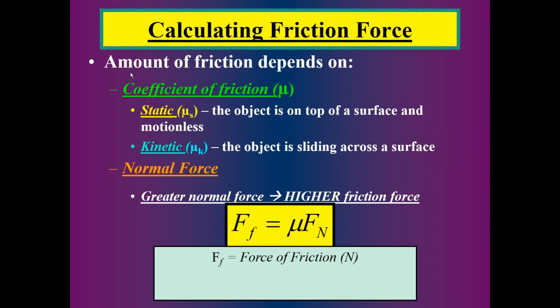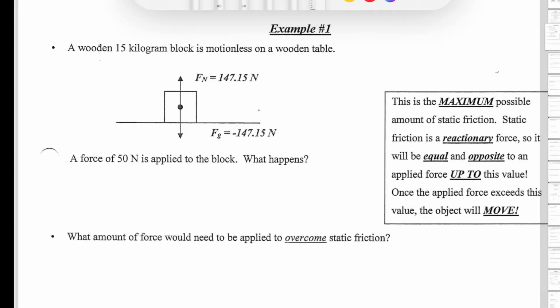Ff is the force of friction in newtons. Mu is the coefficient of friction with no units. And Fn is the normal force, also in newtons. So we'll see on both sides we end up with the units of newtons. All right, so now let's take a look at an example of using our friction formula.